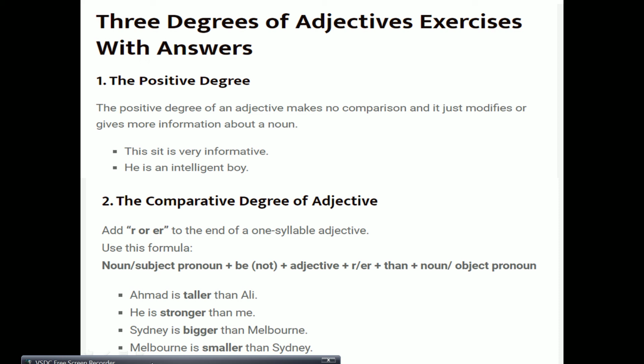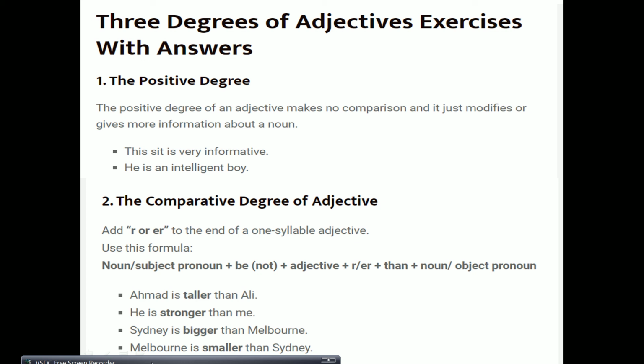So how is the sentence constructed? Ahmad is taller than Ali. Now look, first we take the noun or the subject, that is Ahmad, or the pronoun. It can also be he for Ahmad. So noun, subject or pronoun. Then the form of be, which is is. It can be negative or positive: is taller or is not taller. Here it is positive.